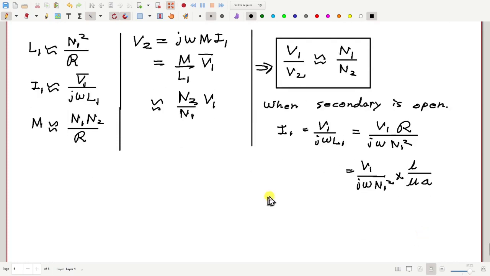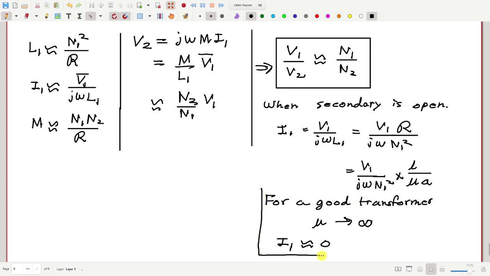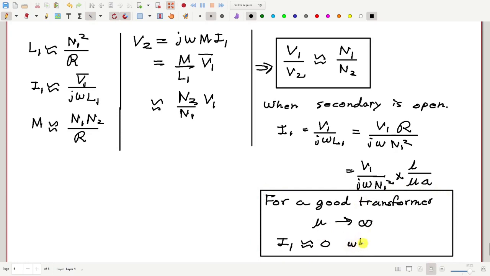Now, for a good transformer, it is required that mu is very high. So we will assume mu tending to infinity. Anyway, it's not infinity, but it is very high. But if mu is tending to infinity, then how much is I1? I1 is approximately equal to 0 for a good transformer. This is when the secondary is open.